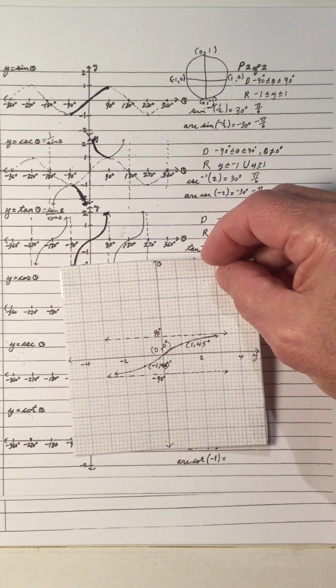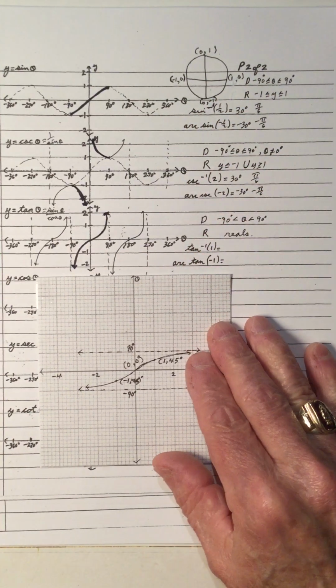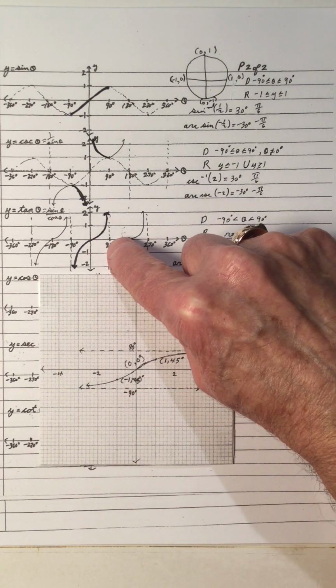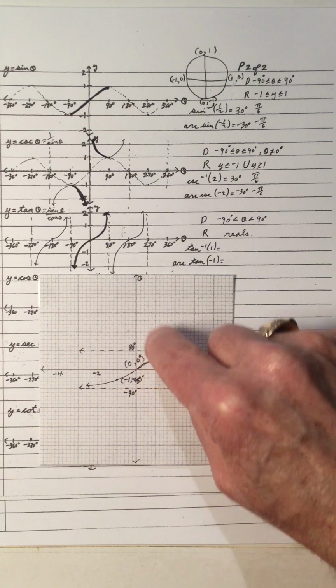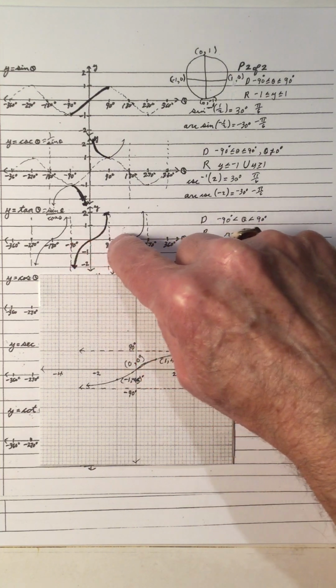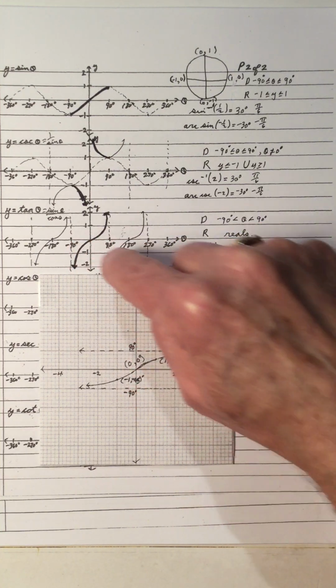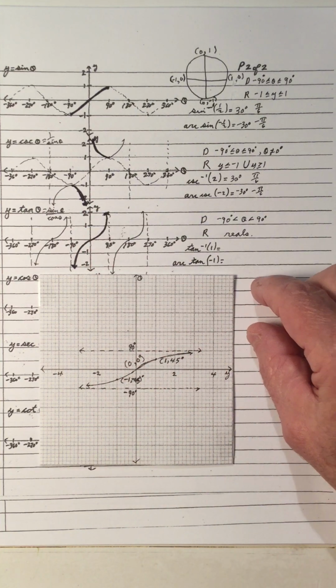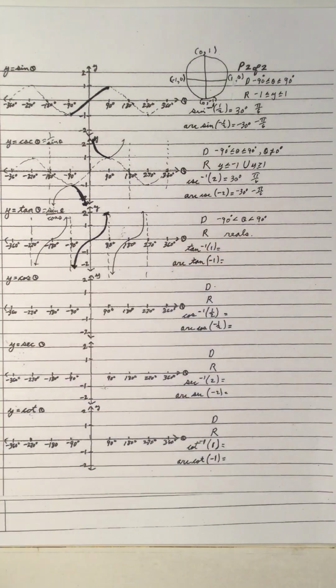And its inverse is right here. Again, it's undefined at 90 and negative 90. So the domain becomes the range, and the range becomes the domain, reversed. Okay, so let's use our calculator.